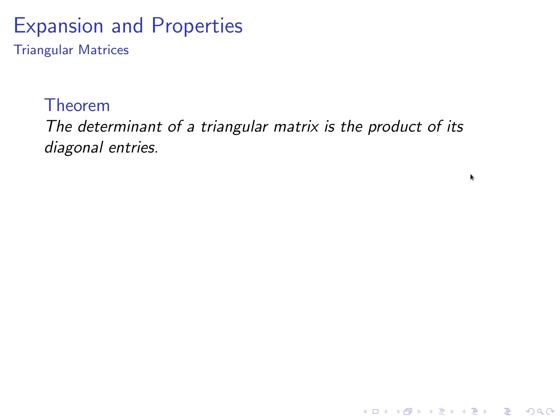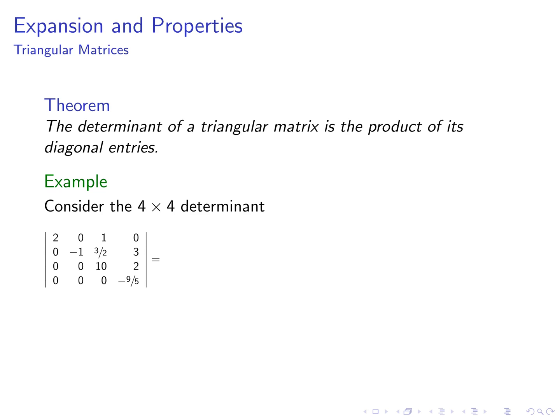Another consequence of the cofactor expansion theorem says that the determinant of any triangular matrix is simply the product of the diagonal entries. Let's illustrate this theorem with an example. So here we have a 4 by 4 determinant to calculate, and this 4 by 4 matrix is not any old matrix. This is an upper triangular matrix. Every entry below the diagonal is equal to 0.